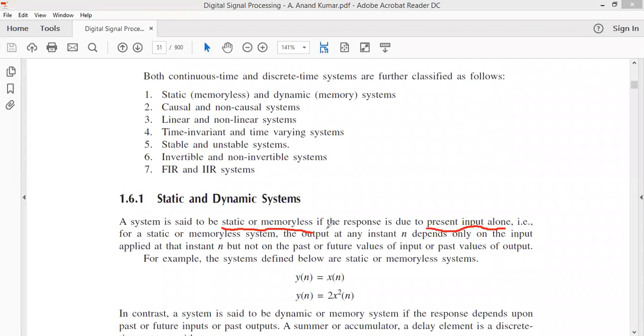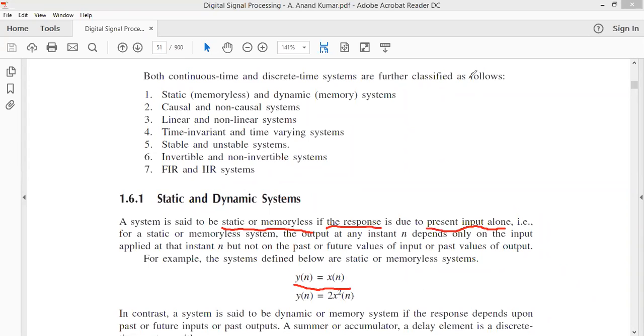So here, the response is nothing but the output. The output will depend only on the present input. Then it is called a memoryless system. What are examples of memoryless systems you see here? y of n is equal to x of n, where y of n is the output and x of n is the input. y of n is equal to 2x squared of n. So we are just squaring the input signal, that's all.